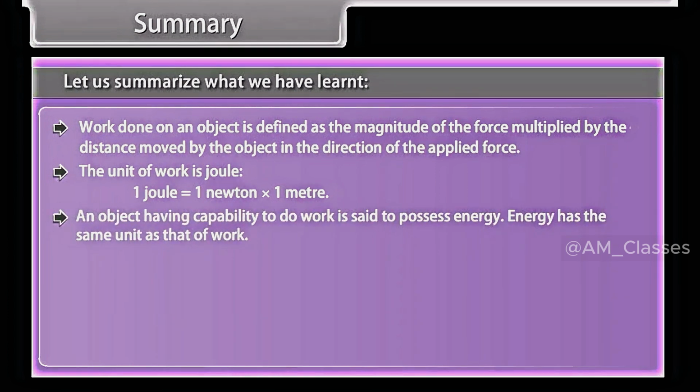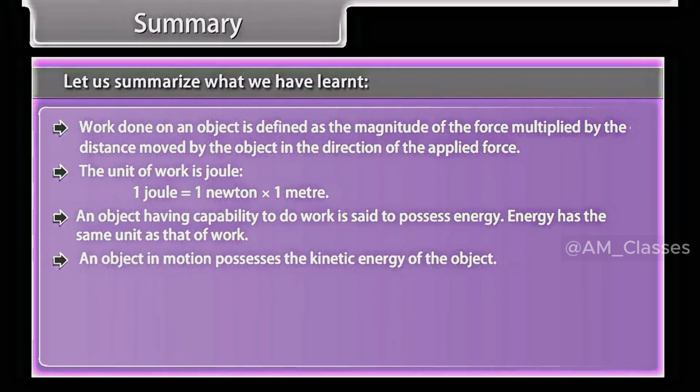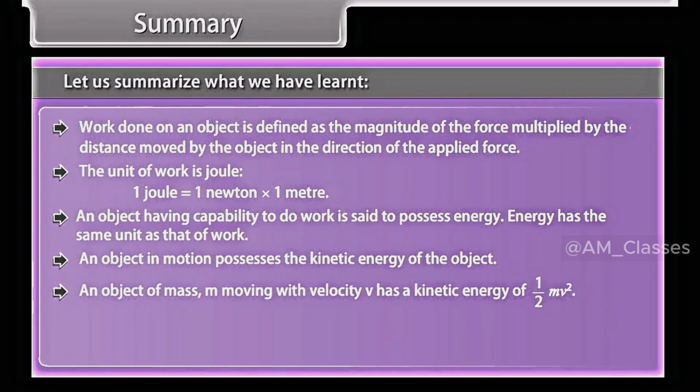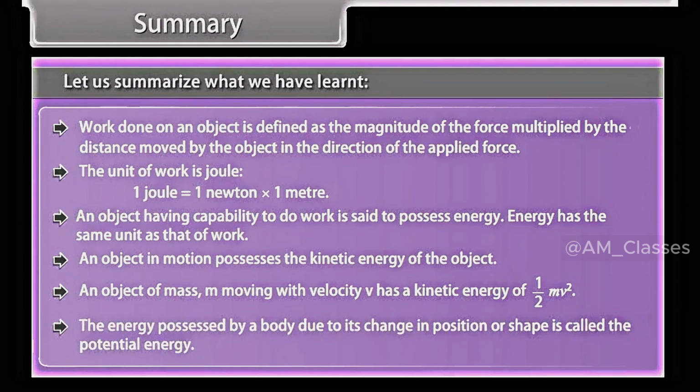An object having capability to do work is said to possess energy. Energy has the same unit as that of work. An object in motion possesses kinetic energy. An object of mass m moving with velocity v has a kinetic energy of 1/2 mv². The energy possessed by a body due to its change in position or shape is called the potential energy.